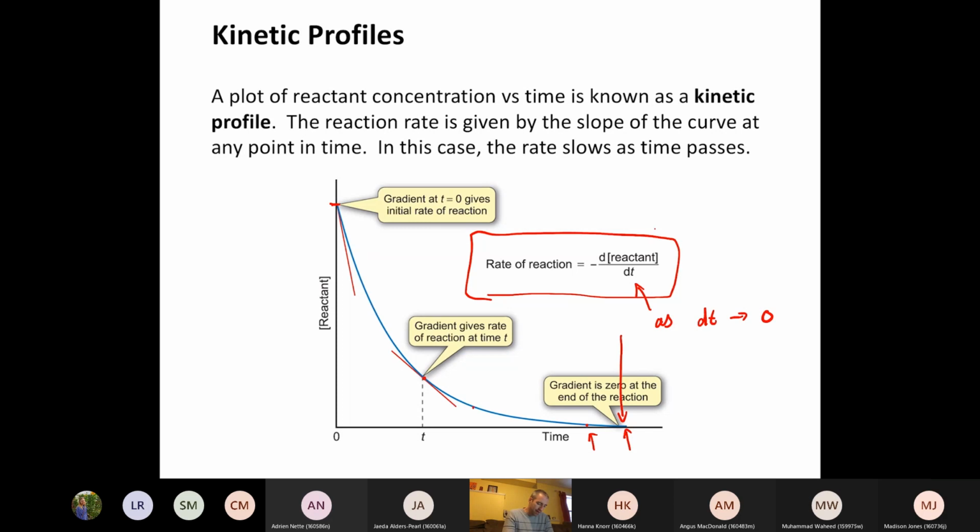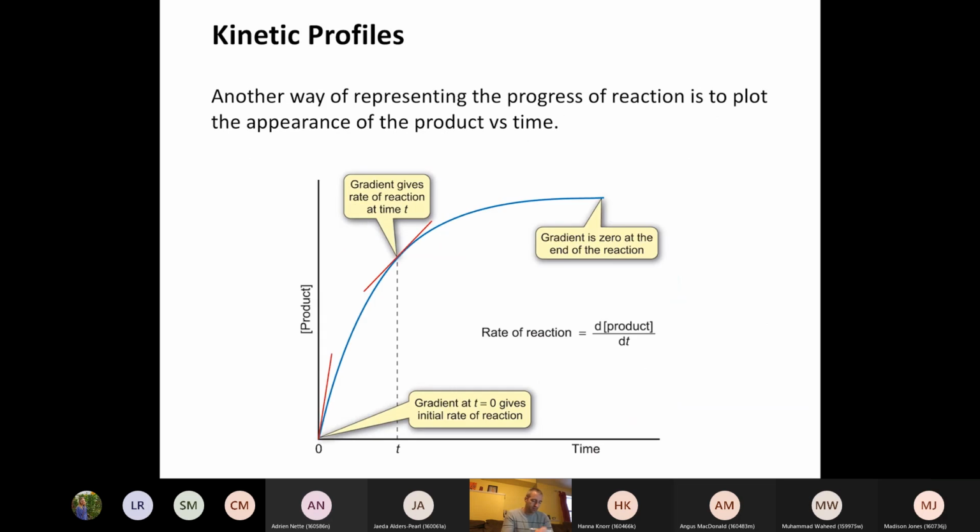So, a moment after, let's say we're here in the plot, the tangent might look something like that. It'll be a little bit slower, and therefore a slightly slower reaction. This is the same idea, right? This is just applying it to not disappearance of starting material, but formation of product.